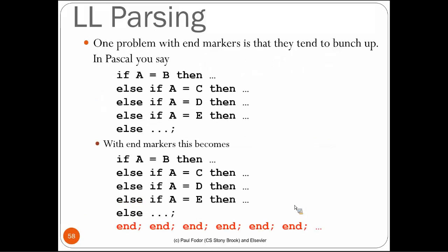One problem is that these end markers tend to bunch up in the end, because if you have a cascade of if statements, like if A is equal with B, then you do something else. If A is equal with C, then you do something else. Else, if A is equal with D, then you do something else, and so on. With end markers, we basically have a lot of ends at the end. Every single if statement that we started has to end. So we would have these if statements ended with end, basically enumerating all the possible ends.